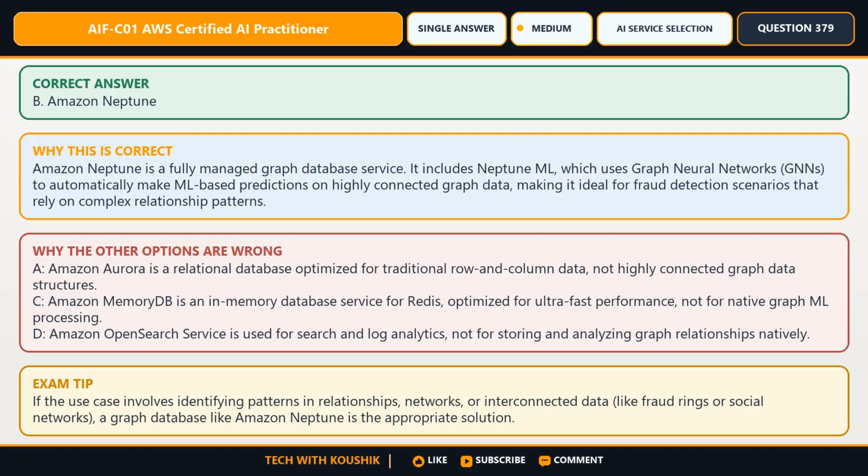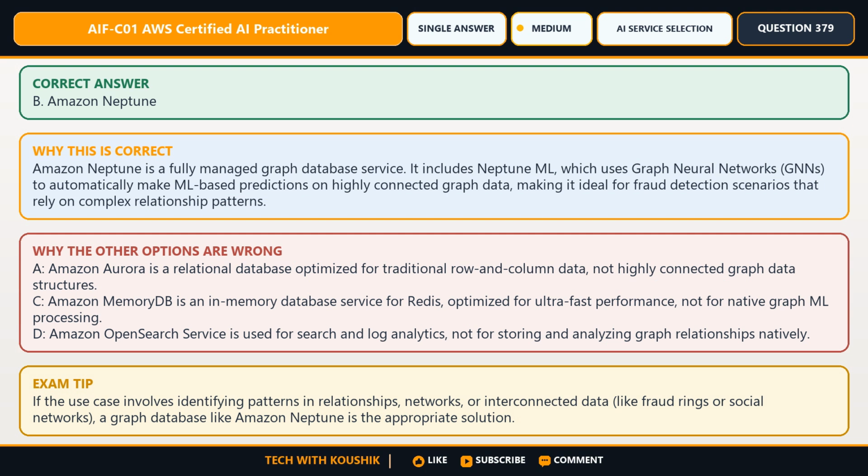The best answer is B, Amazon Neptune. The requirement to solution match is Amazon Neptune is a fully managed graph database service. It includes Neptune ML, which uses graph neural networks, GNNs, to automatically make ML-based predictions on highly connected graph data, making it ideal for fraud detection scenarios that rely on complex relationship patterns.